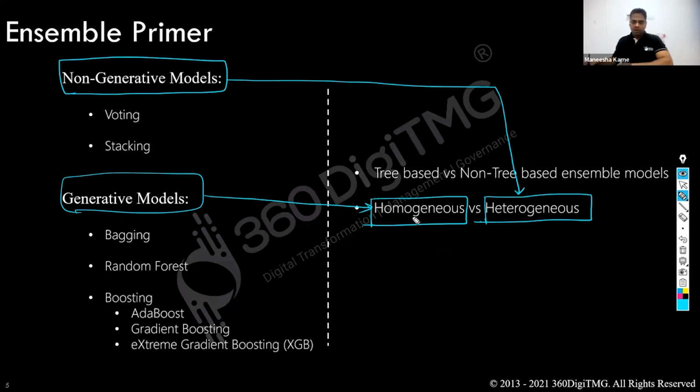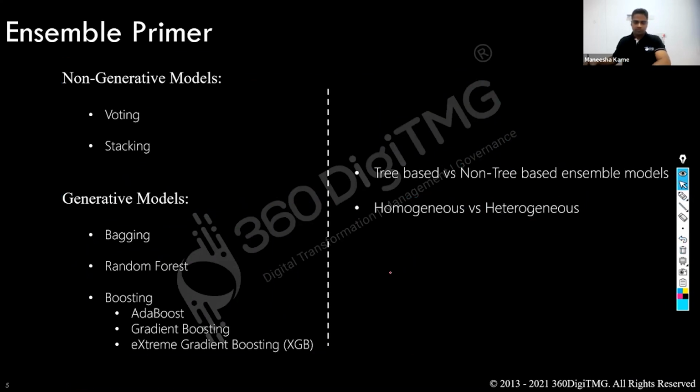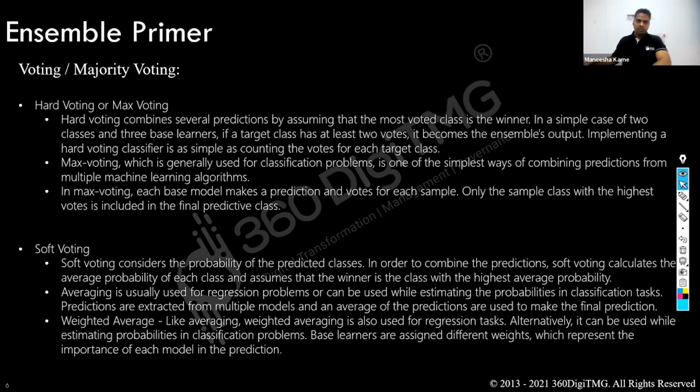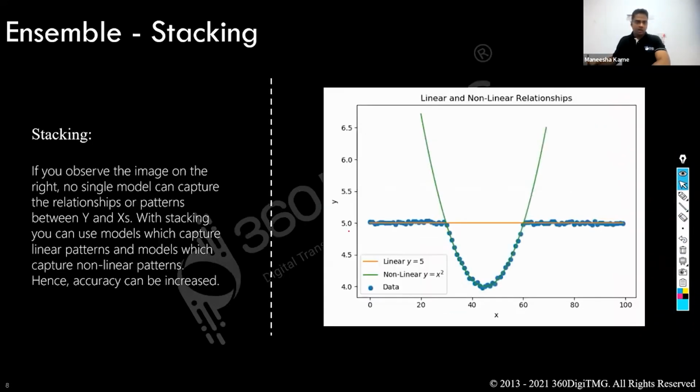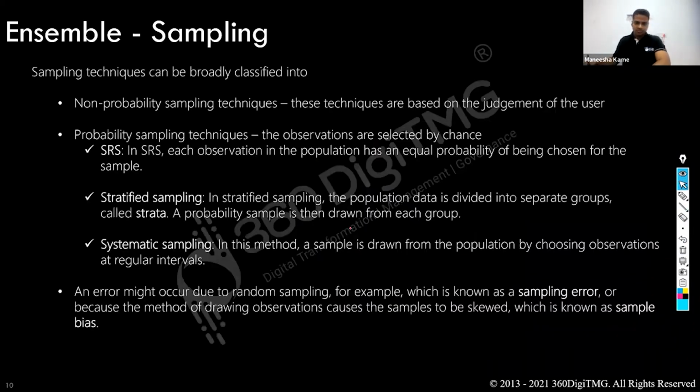When it comes to homogeneous algorithms, you can either have tree-based algorithms, that is all decision tree models, or you can have non-tree based models, such as KNN, etc. Hard voting is also called max voting or majority voting. We've already spoken about that. Then stacking, today we need to talk about stacking as well. But stacking would come towards the fag end, and then we'll talk more about that.